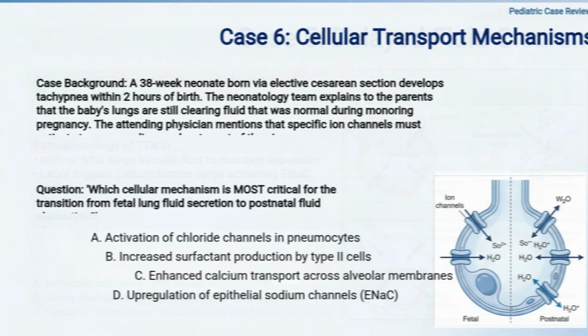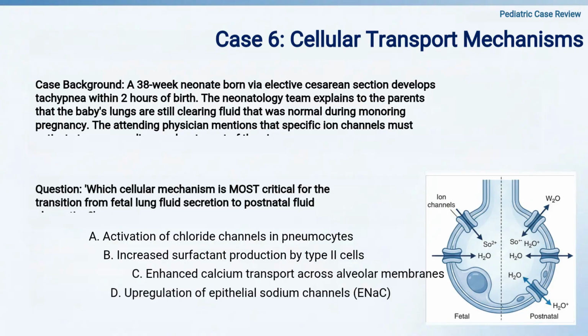Case 6. A 38-week neonate born via elective cesarean section develops tachypnea within 2 hours of birth. The neonatology team explains to the parents that the baby's lungs are still clearing fluid that was normal during pregnancy. The attending physician mentions that specific ion channels must activate to pump sodium and water out of the air sacs. Which cellular mechanism is most critical for the transition from fetal lung fluid secretion to postnatal fluid absorption?